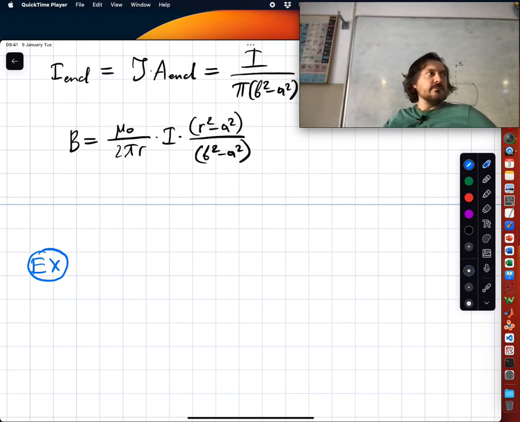Electromagnetic induction and inductance, yes. So this is a solenoid, but we don't care about its inductance. We only care about, for example, the magnetic field.